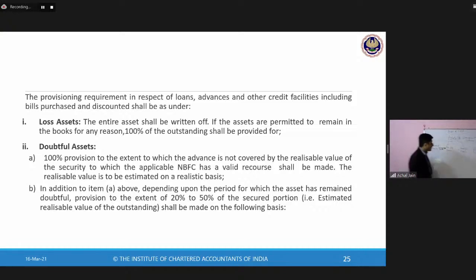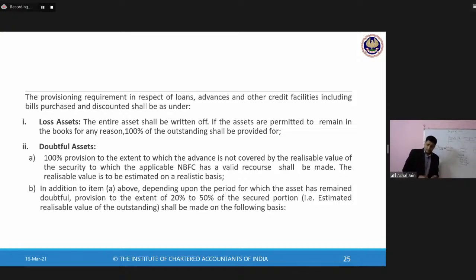So we can say, in case of secured, 100% after deducting realizable value of security. This may not be visible on the board, but don't worry about it. I'll come back to the full screen also. For the time being, everything is there on the presentation.